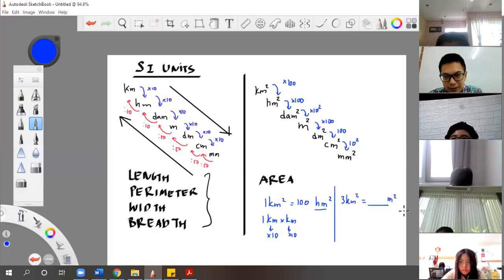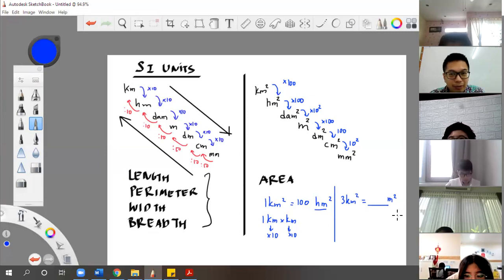Do we convert the kilometer square first before we do the calculations? Good question. You can do both. Both are okay. For example, 1 kilometer square to hectometer square. You need to do 1 times 1 unit going down.